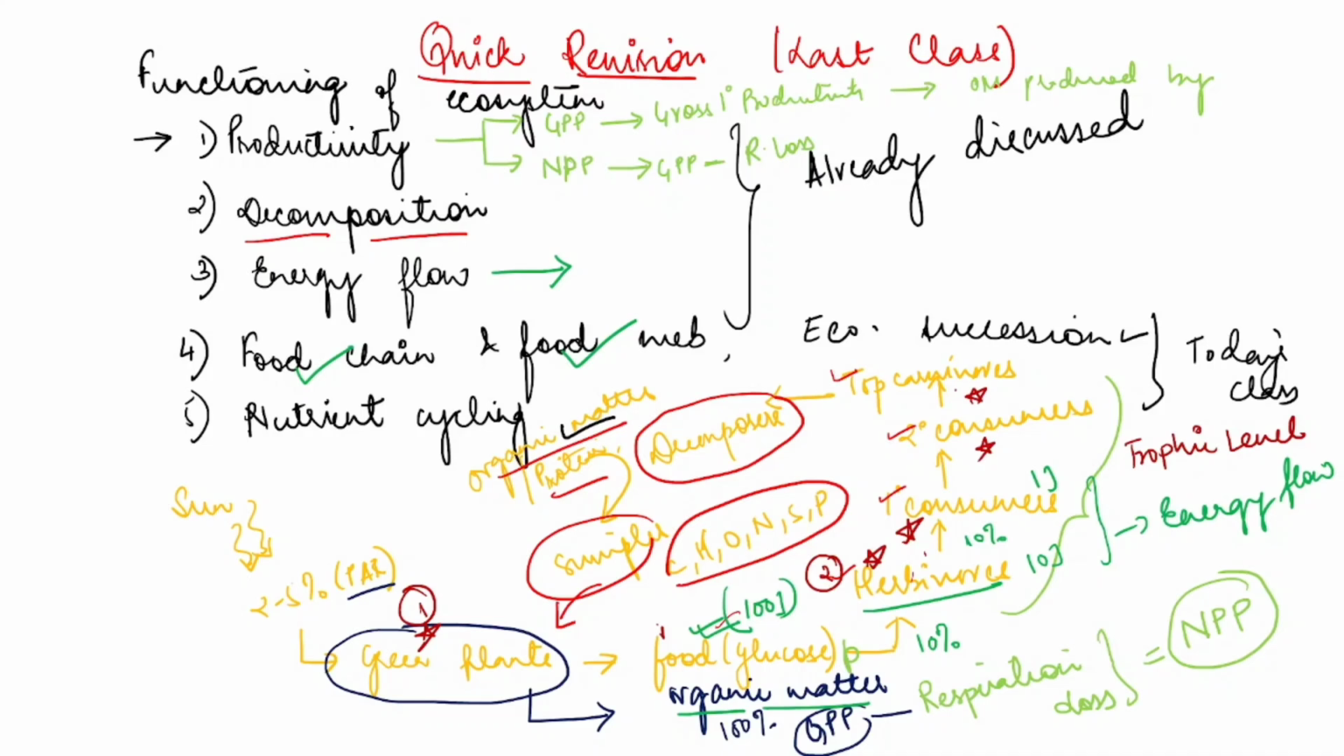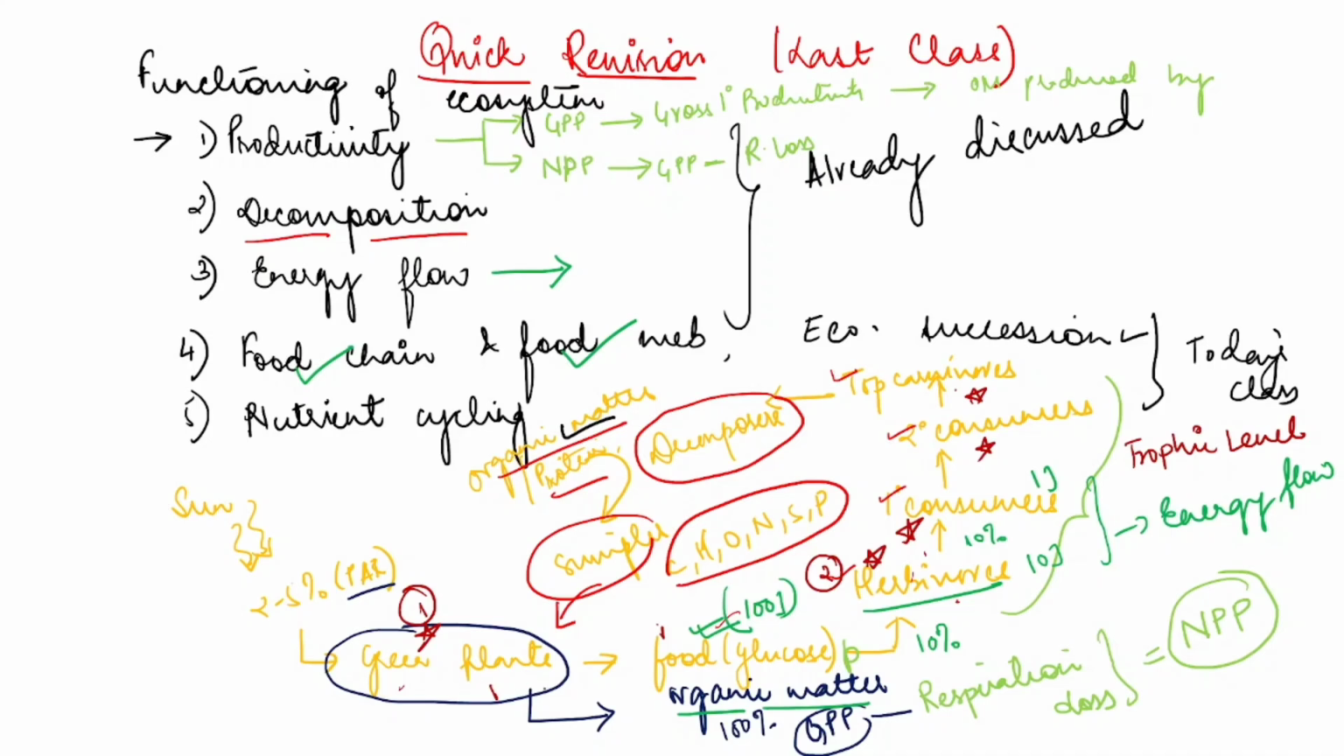And what is a food chain? This entire process of green plants being eaten by herbivores, which are eaten by consumers, primary, secondary and top, we call this a food chain, right? So this is one food chain, a single food chain.